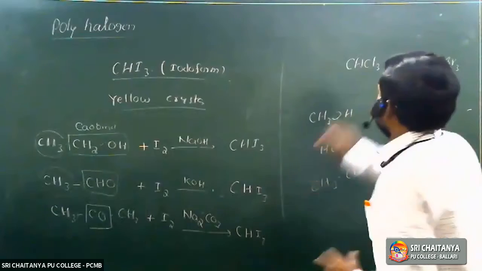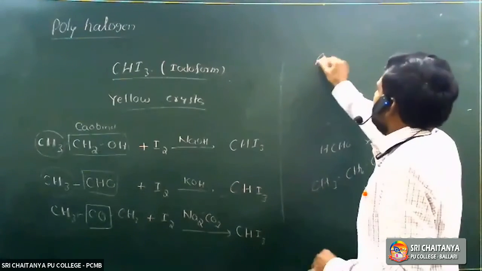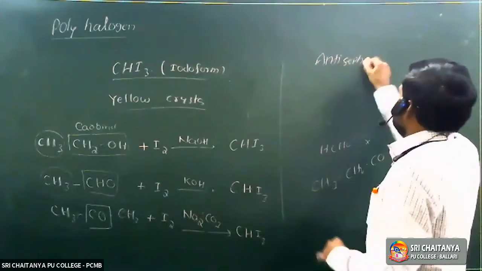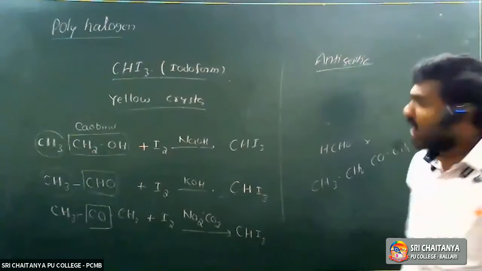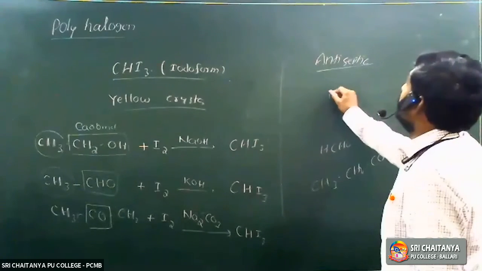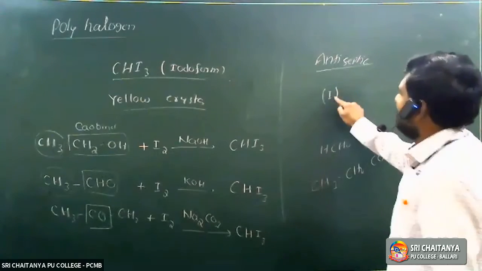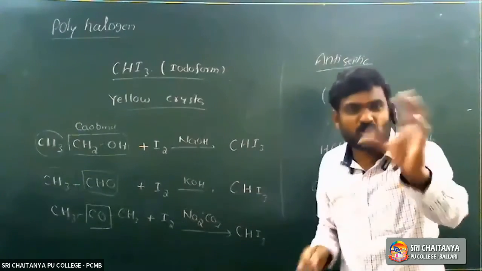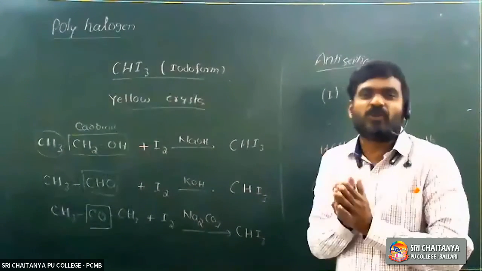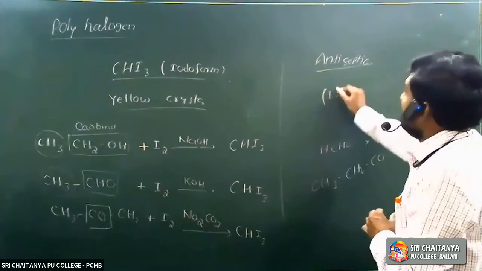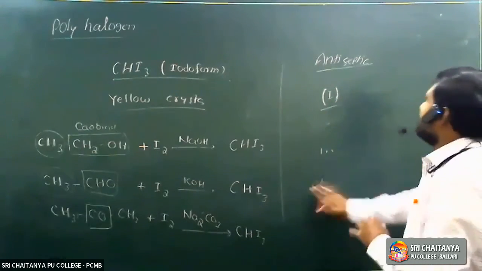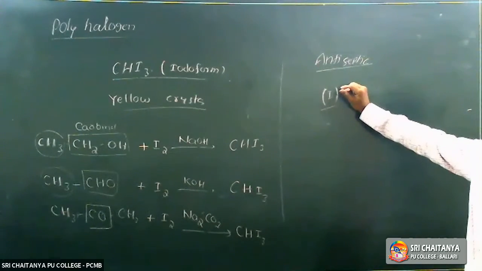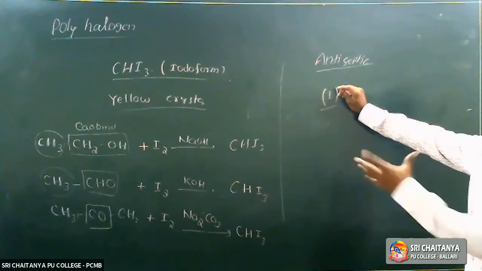In olden days, it was used as an antiseptic, because it liberates nascent iodine. But this is not a property of the compound iodoform itself. It is unstable, and on decomposition it liberates nascent iodine, hence it acts as an antiseptic. Nowadays it is not used as an antiseptic because it has a bad smell.